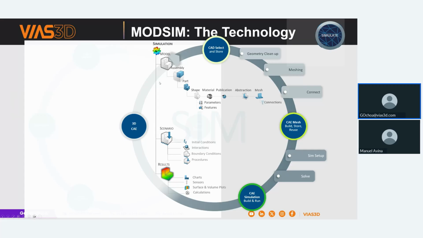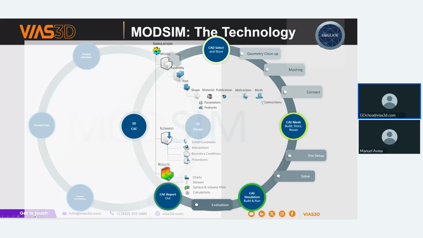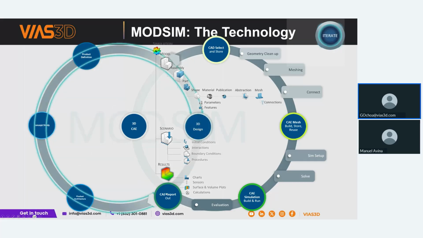And in the same model tree, now we have the results attached. So that is, this will contain XY plots, sensors, custom calculations. All the post-processing tasks can be stored here. Then we have a CAE report, or the evaluation of the outputs. And then we start iterating again based on the outputs we are getting. So based on the output, the user may have to go back to the 3D design and perform modifications.